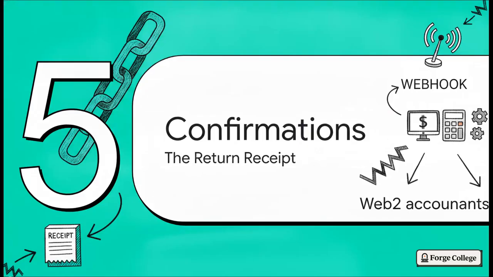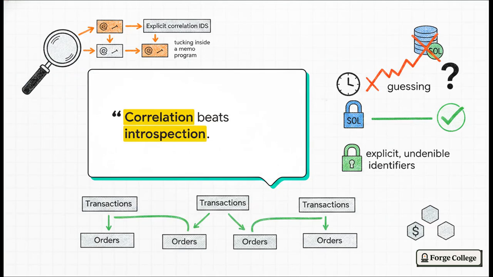And finally, Section 5, Confirmations and Correlation, the return receipt. Because it's one thing for the blockchain to know a transaction succeeded, but it's another entirely to tie that on-chain data back to those anxious Web 2 accountants waiting on the back end for their confirmation webhook. So the crucial point is this quote right here: correlation beats introspection. But what does that actually mean in practice?